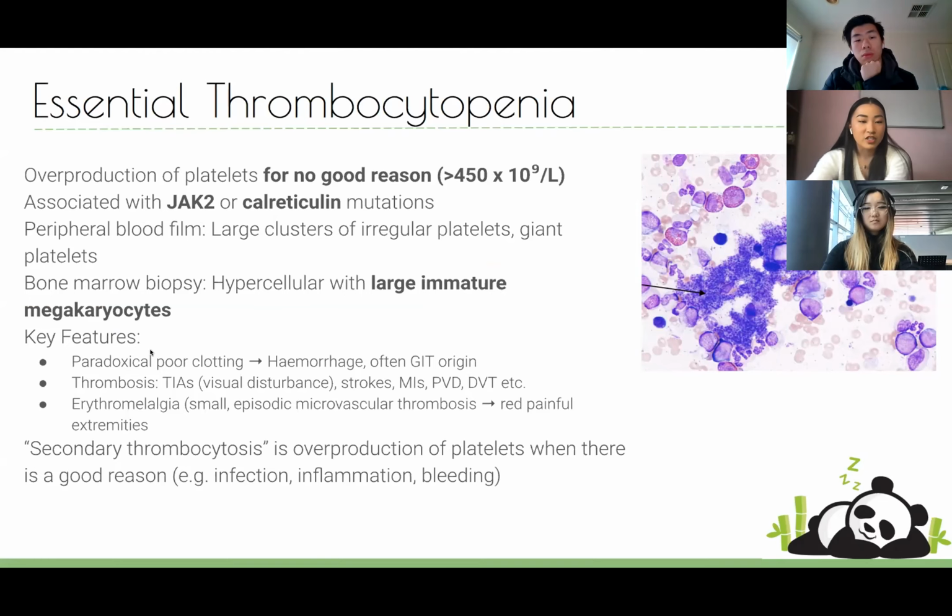And then the key features. You would think that with lots of platelets, thrombosis would be the main issue, and it is. So they can get TIAs, strokes, AMIs, basically clots in places that they shouldn't have clots. But they can also have paradoxical poor clotting because these platelets are immature, they're not proper, and they're not functioning as they should be. So they can actually get hemorrhage as well. So it's either end of the spectrum. And then the other one is erythromelalgia, which is where these platelets clot in tiny vessels. And so they get red, painful extremities, like the tips of their fingers and things like that.